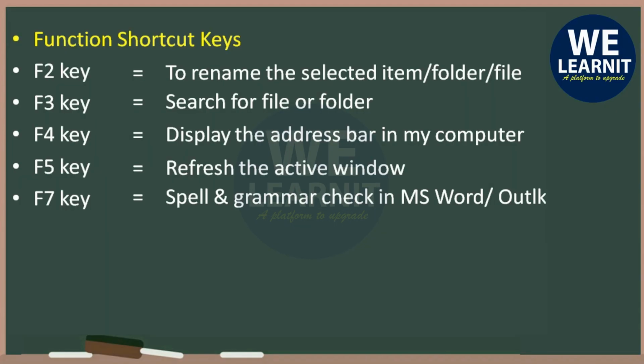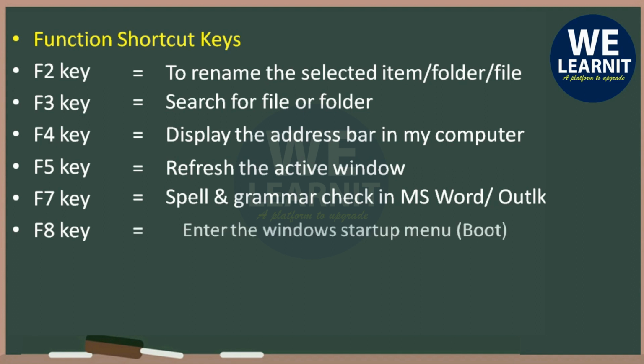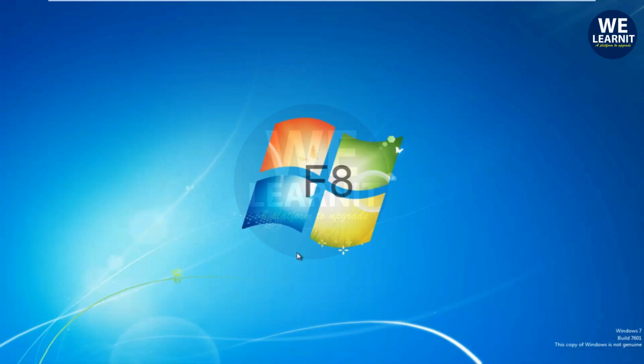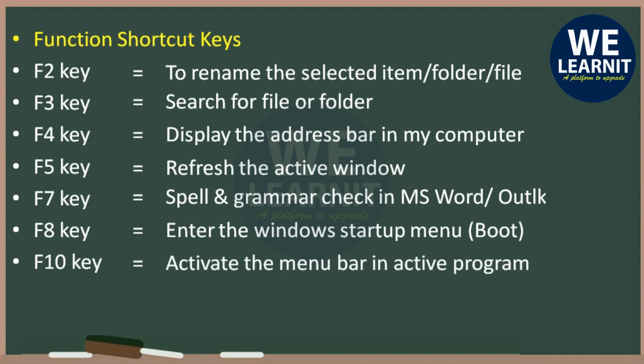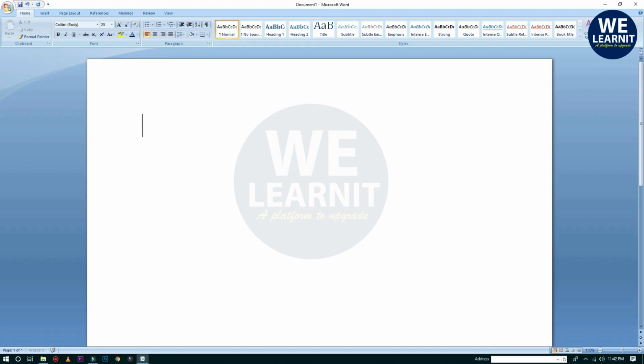So friends, the next key is F8 key. F8 key is used to enter into the Windows startup menu. So the next key is F10 key. F10 key is used to activate the menu bar in the active program. So friends, you can see that I have opened MS Word to show this practical, and I'm going to type something here.